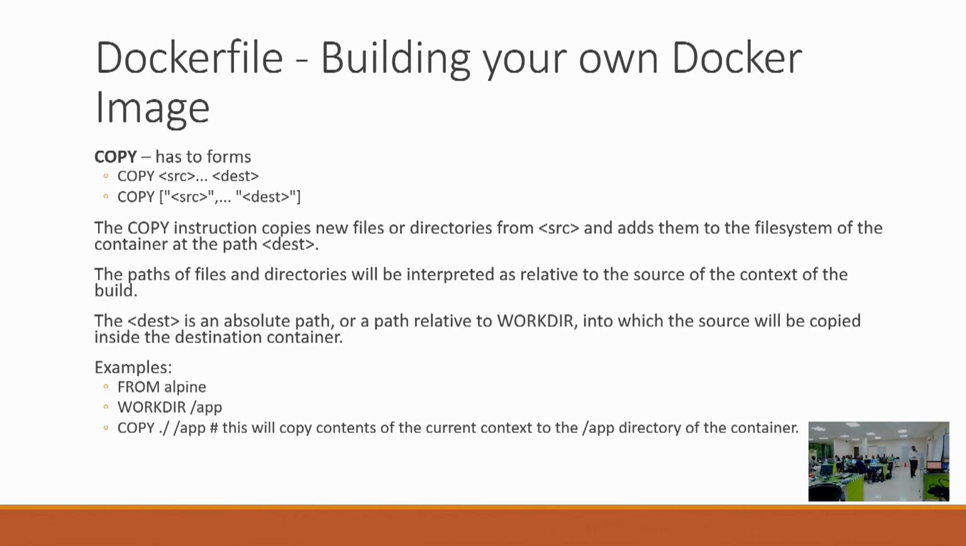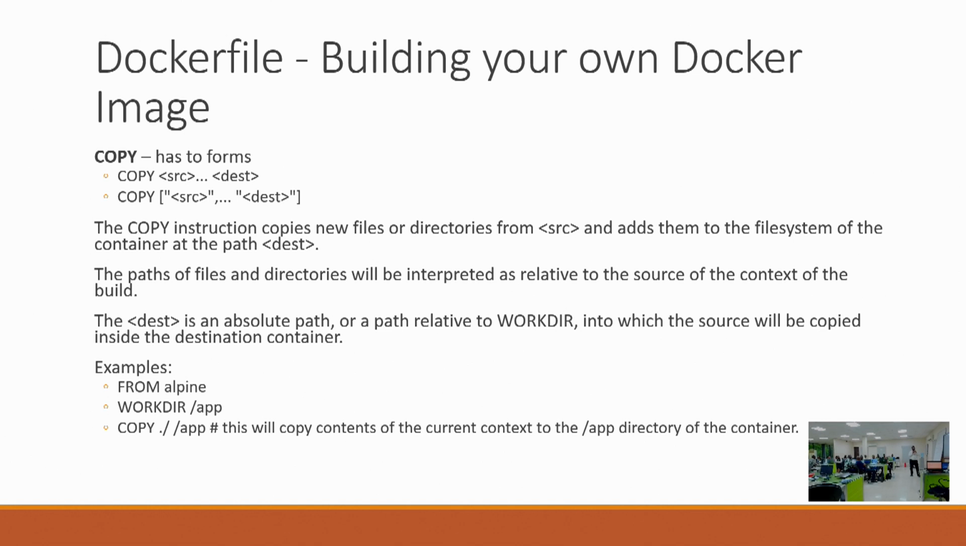So the COPY instruction copies new files or directories from the source, which is your local system, and adds them to the file system in the container at the path in the destination. So it copies from your local system to the container. You specify a source and a destination. It will copy the file from the source, your local system, your context that you have specified, to the destination, which is your container.